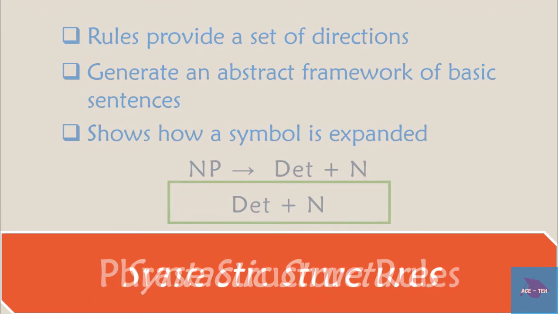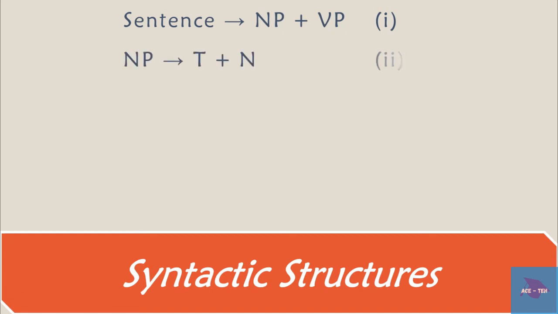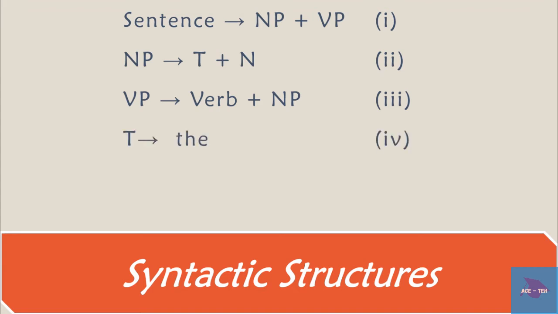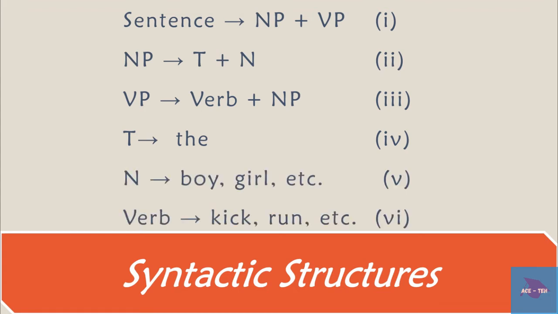In the book Syntactic Structures, Chomsky gives the following examples. A sentence can be rewritten as a noun phrase plus a verb phrase, which is the first rule. The noun phrase can have a T plus N, or T can also be said as determiner because that's a term that we learned. So a noun phrase can have a determiner plus noun, which is the second rule. A verb phrase can have a verb plus noun phrase, the third rule. Determiner can have any determiner. Noun can be any noun that we have in a lexicon, and verb can be any verb that we have in a lexicon. That becomes rules 5 and 6.